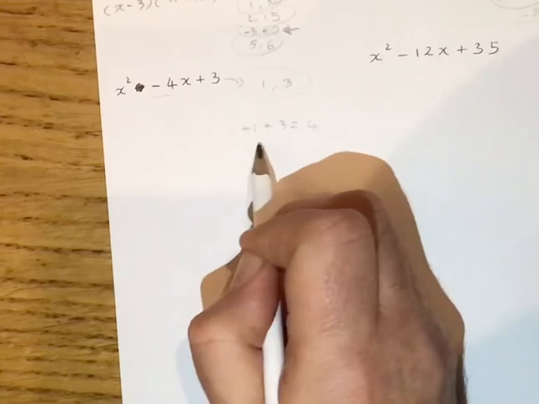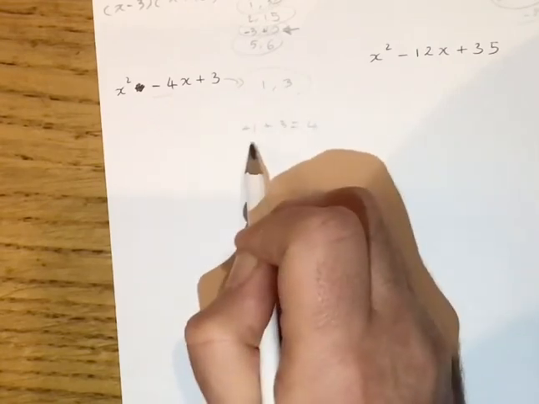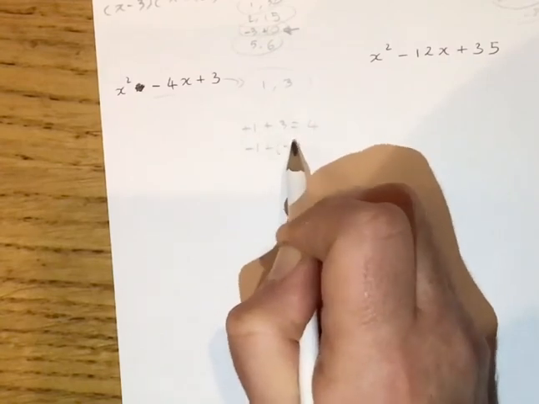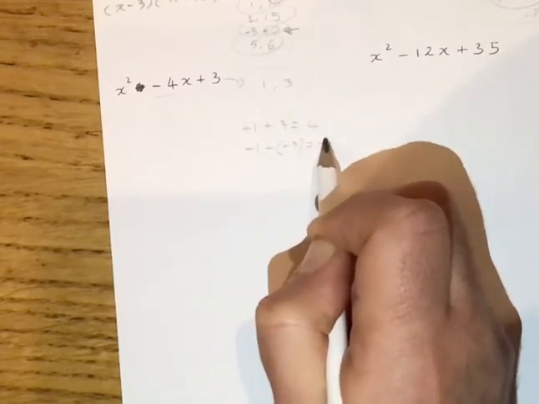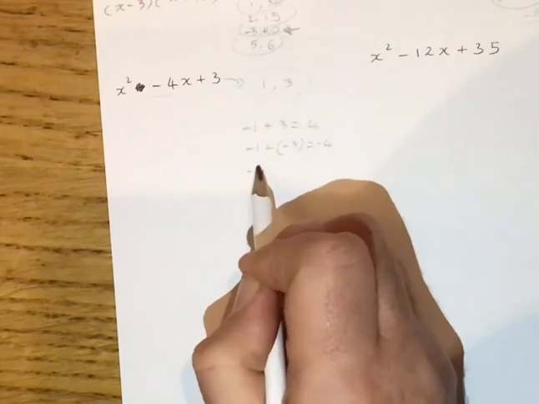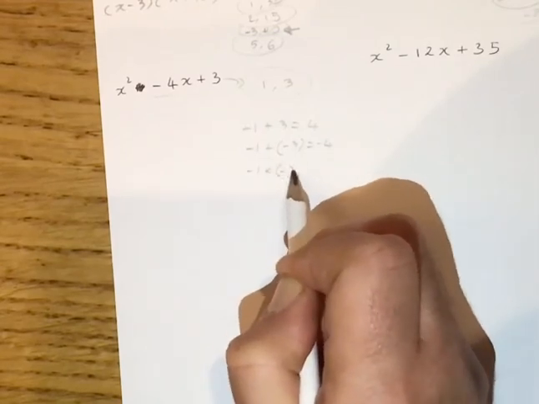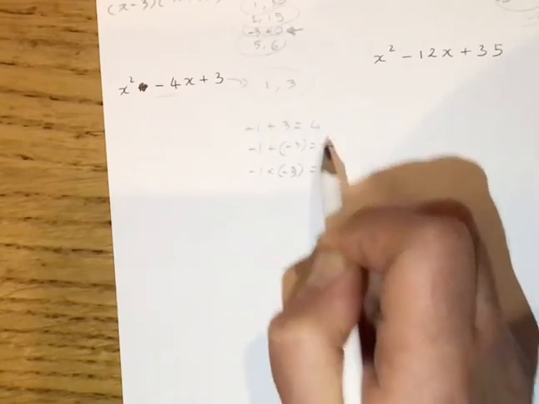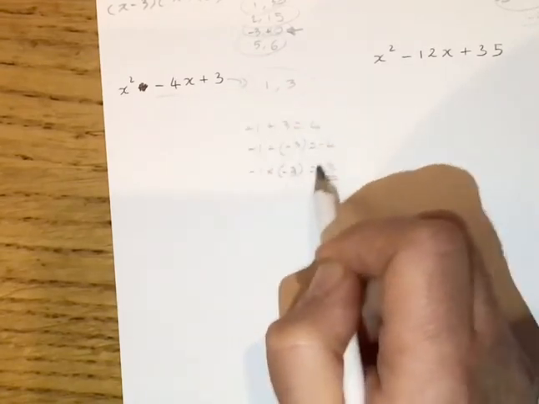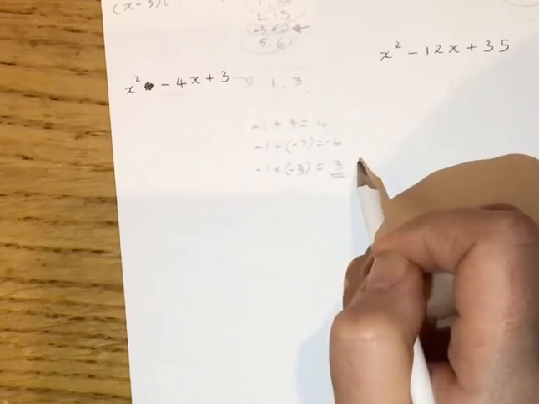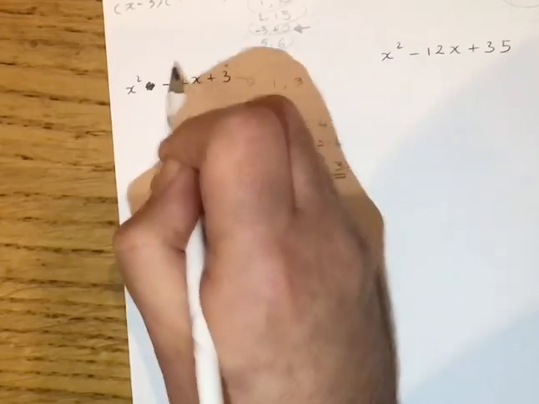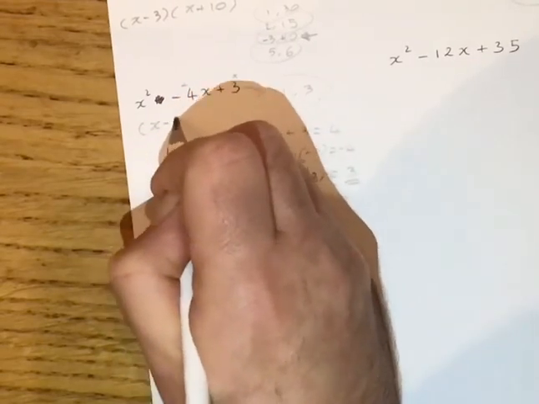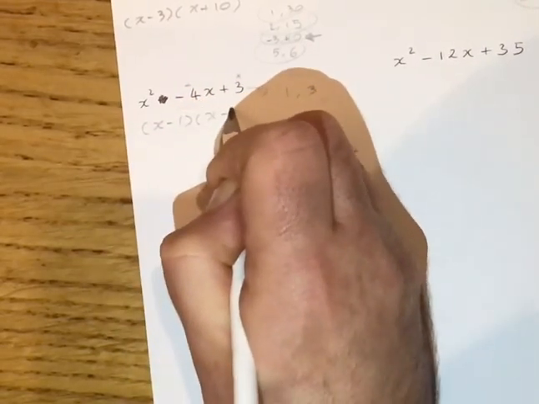The only way to make negative 4 when we add them is minus 1 plus minus 3, which gives you minus 4, and if you multiply minus 1 times minus 3, your answer is positive 3. So those two numbers work for both product and sum. That is going to be x minus 1, x minus 3.